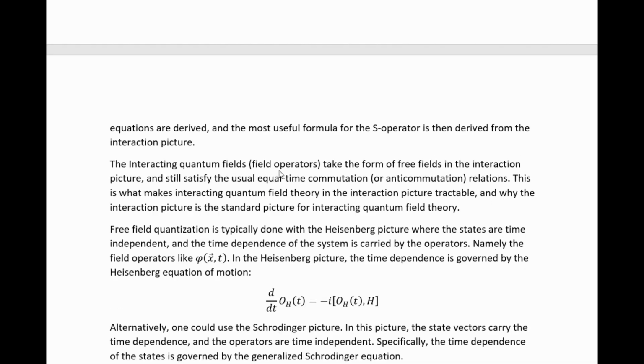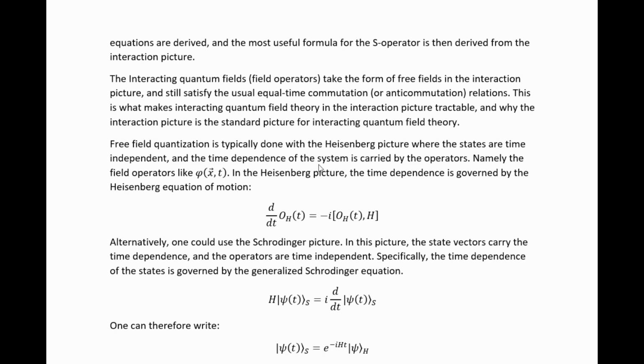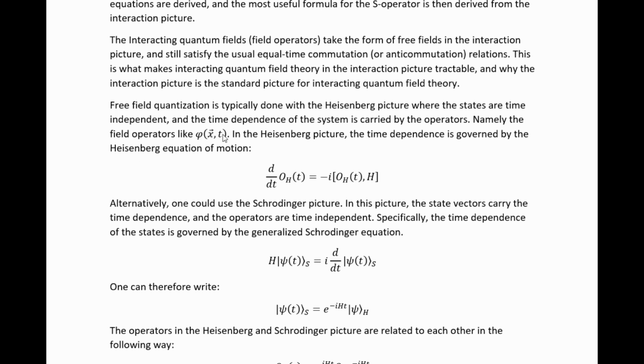The interacting quantum fields, the field operators, take the form of free fields in the interaction picture and still satisfy the usual equal time commutation or anti-commutation relations, depending on whether you're dealing with fermions or bosons. This is what makes interacting quantum field theory in the interaction picture tractable, and why the interaction picture is the standard picture for interacting quantum field theory. Free field quantization is typically done with the Heisenberg picture, where the states are time independent and the time dependence of the system is carried by the operators, namely the field operators like phi of x and t.